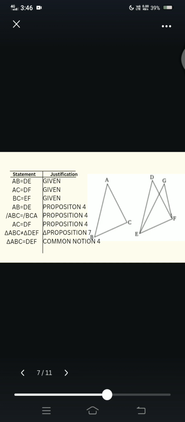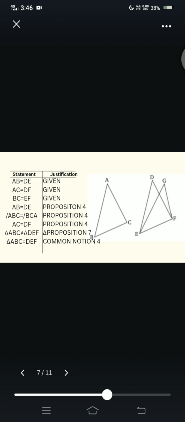So that's the proof by contradiction, but still we cannot prove that our included angle, or the angle inside our two triangles, is equal. So to prove that, we will use the proposition or the common notion number 4, which states that things that coincide with each other are equal to each other.